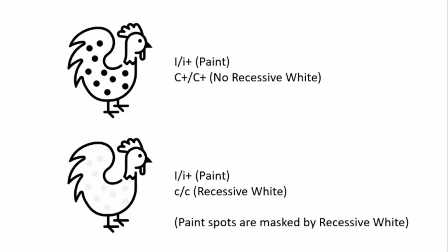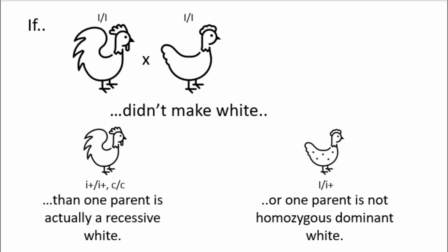In addition to that, sometimes paint birds are both dominant whites and recessive whites, which can cover up any black splotches. When breeding two whites together, if you do not get white, that means either one of your white birds is not a homozygous white, or they may be recessive white instead.